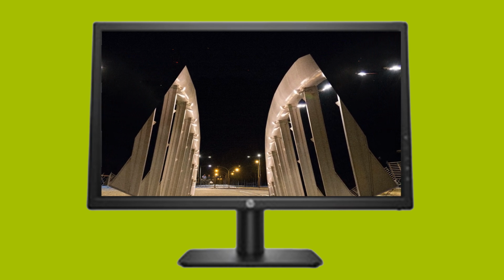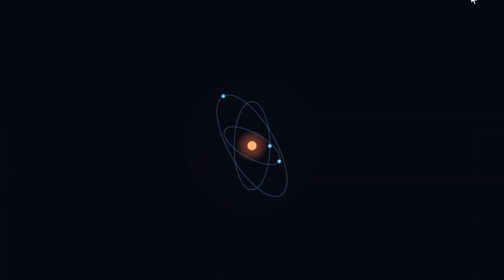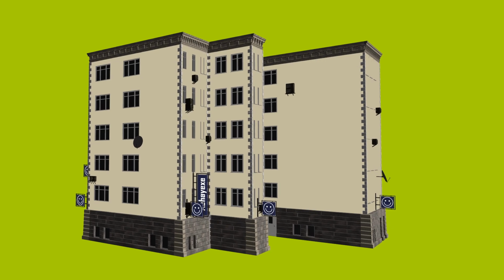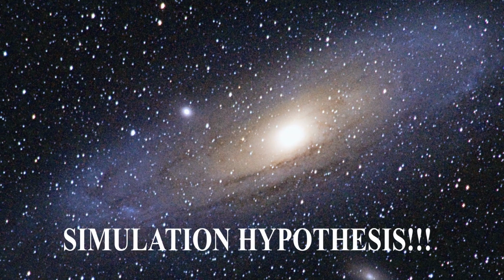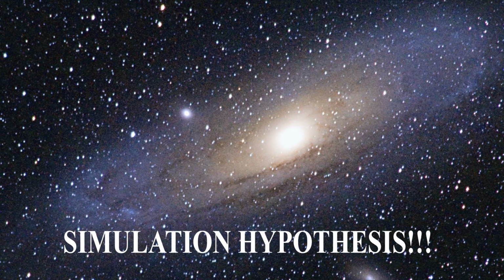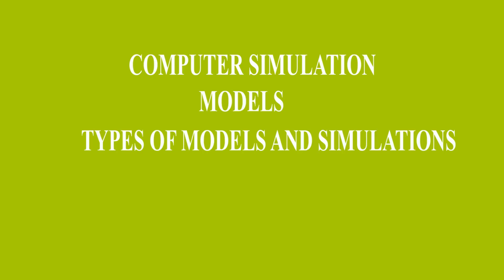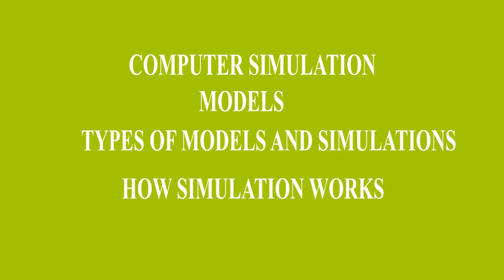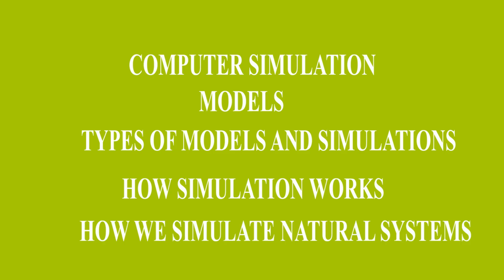Today, we are going to explore something extraordinary. How do computers simulate reality? How can a machine predict the behavior of atoms, chemicals, buildings, and even living organisms? And more importantly, can we simulate the universe itself? By the end of this video, you will understand what computer simulation is, what models are, the different types of models and simulations, how simulation actually works, and how we simulate natural systems.